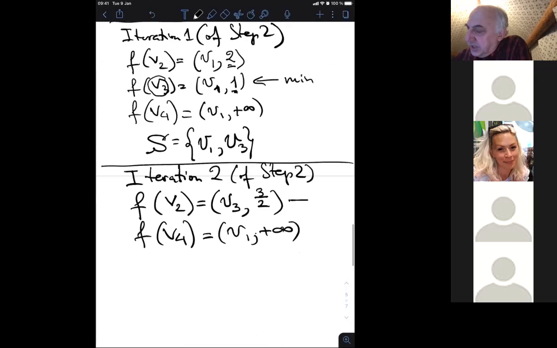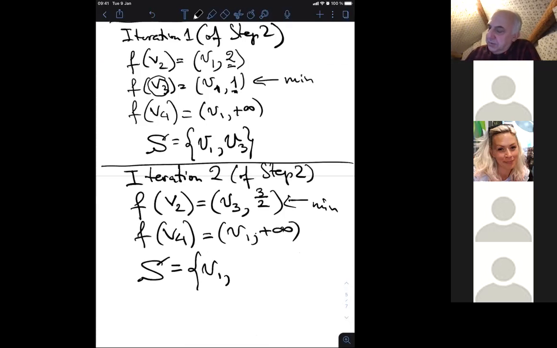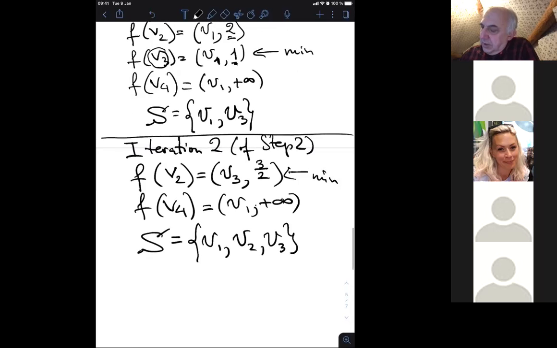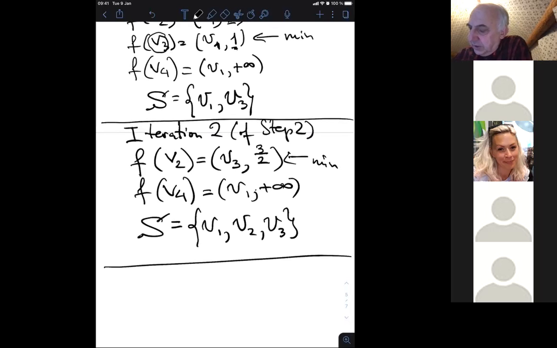Okay, and here this guy is minimal, of course. It has 3/2, the other one has plus infinity. So I have to add it to my set of vertices. So now my set of vertices, which I have already used, so to say, is V1, V2, and V3. And the only one which is not considered is V4. So I have to reiterate again, iteration 3 of step 2.